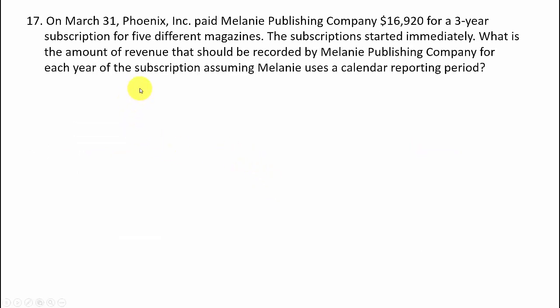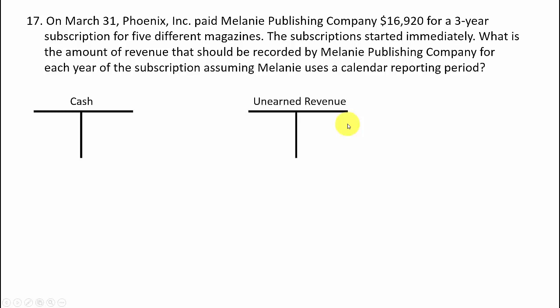On March 31st, Phoenix Company paid Melanie Publishing Company $16,920 for a 3-year subscription for 5 different magazines. The subscriptions started immediately. What is the amount of revenue that should be recorded by Melanie Publishing for each year of the subscription, assuming Melanie uses calendar year reporting? So Melanie, this is the books of Melanie. On Melanie's books, we're going to do the following.